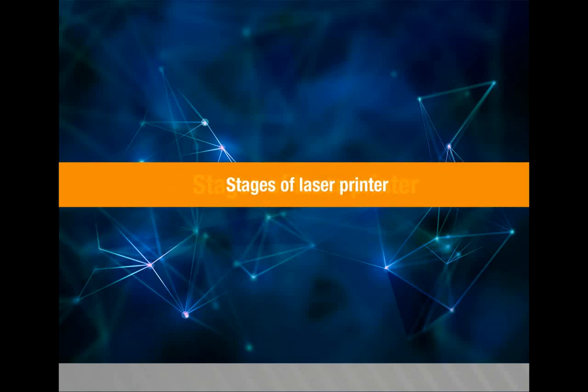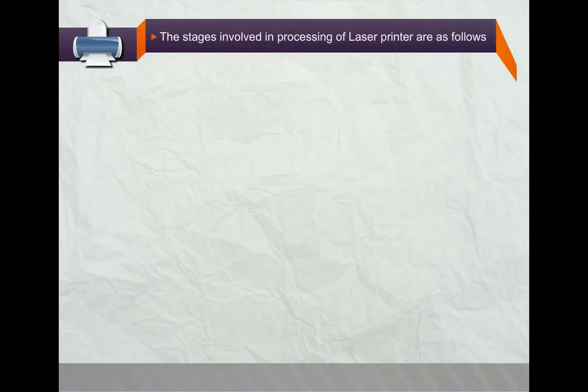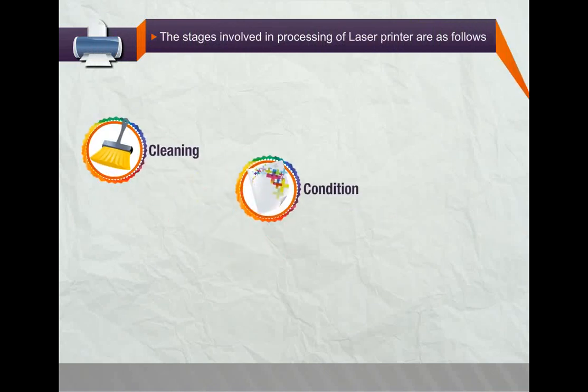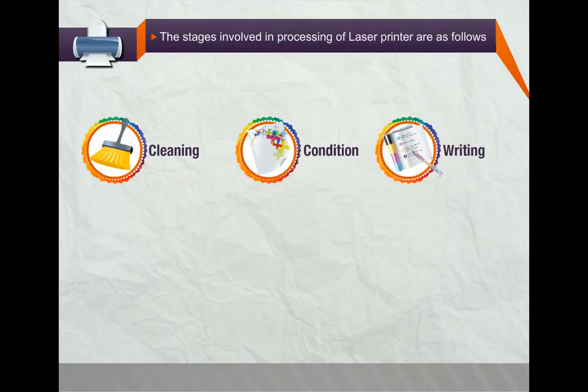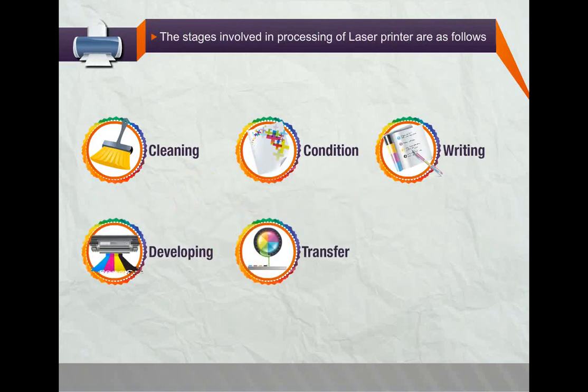Stages of laser printer. In this video, we are going to learn about stages of laser printer. The stages involved in processing of laser printer are as follows: cleaning, conditioning, writing, developing, transfer, fusing.